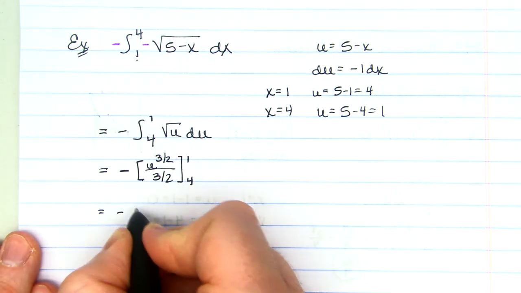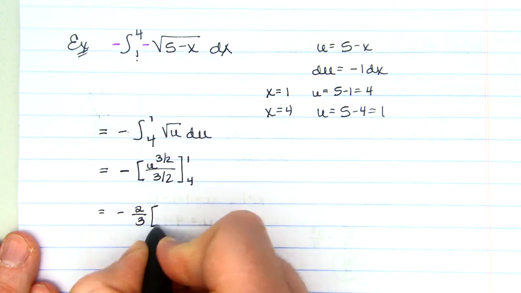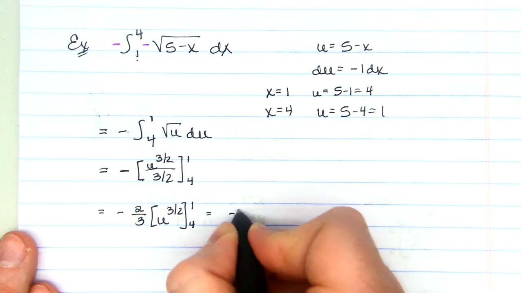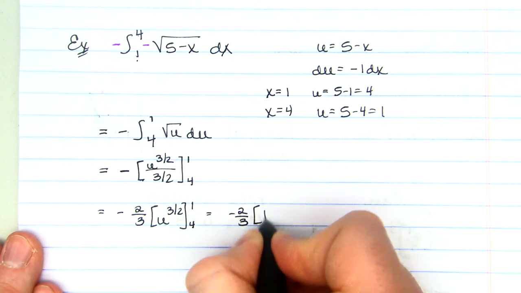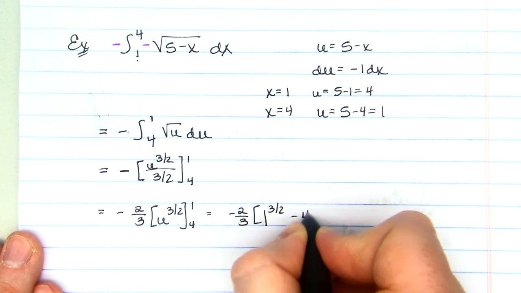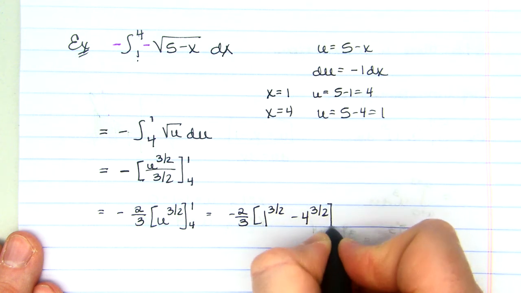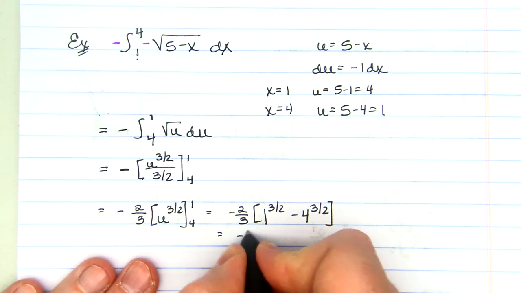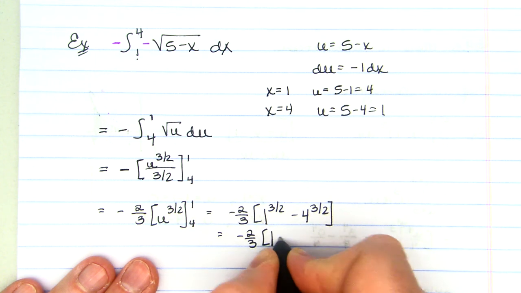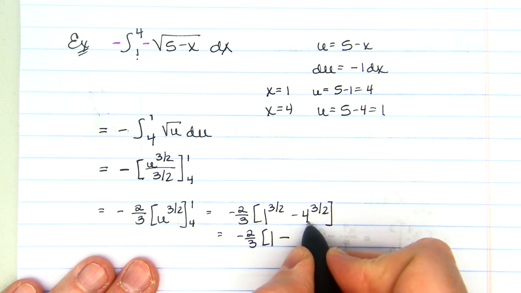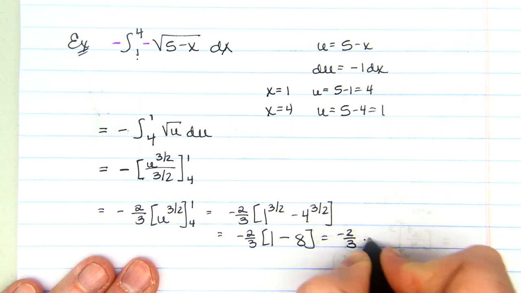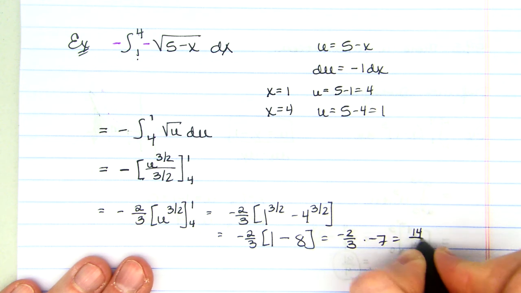That is negative. Oh, let's see. I'll move that 2/3 up front. U to the 3/2 from 4 up to 1. Negative 2/3 times 1 to the 3/2 minus 4 to the 3/2. You finish this and send in your answer, please. Negative 2/3 times 1 minus, okay, square root of 4 is 2. Cubed gives me 8. Negative 2/3 times negative 7, I am thinking 14/3.